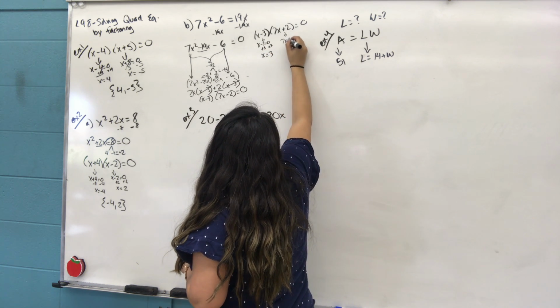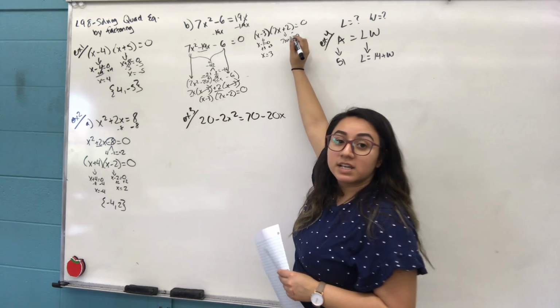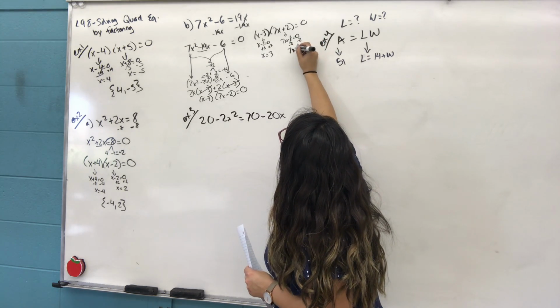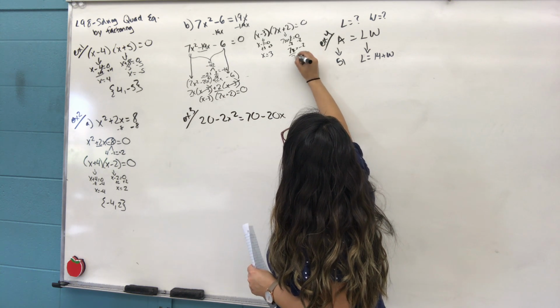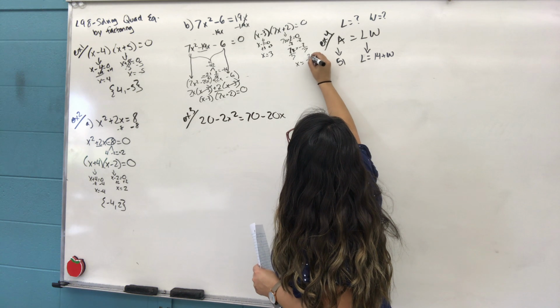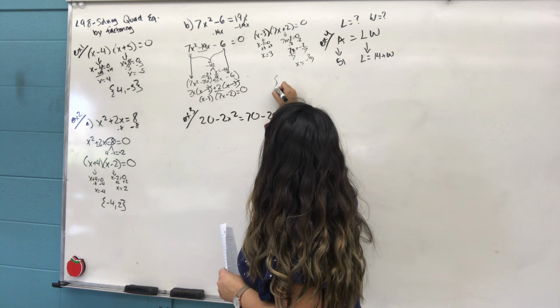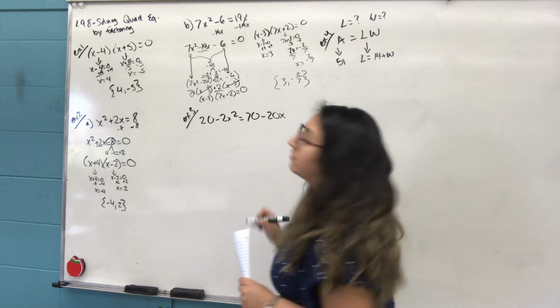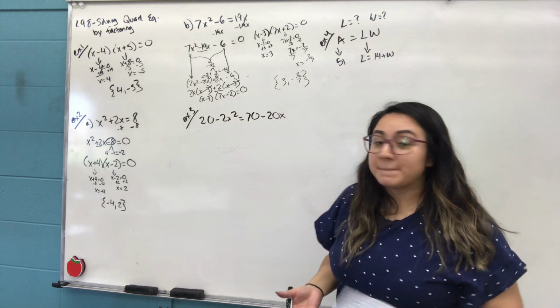Here, 7x plus 2 equals 0. You're going to get this by itself, so you're going to subtract 2 from both sides. You're going to have 7x is equal to negative 2. Divide both sides by 7, and you have x is equal to negative 2 over 7. So your two answers would be 3 and negative 2 over 7. So if it's a fraction, it's okay.